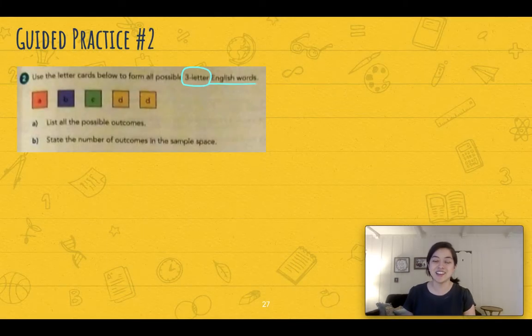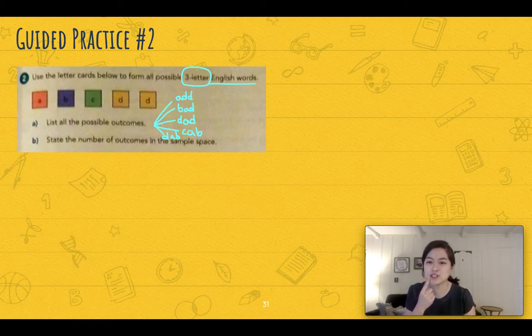Okay, welcome back. It says use the cards below to form all possible 3-letter English words. So we have the letters A, B, C, D, and D. Remember, from this group of letters, we want to form 3-letter English words. So one word I thought of was add. Another word I see is bad. Another word I see is dad. Another word I see is cab. And I also saw dab, D-A-B, like you have a dab of ketchup on your face. That's what I was thinking.